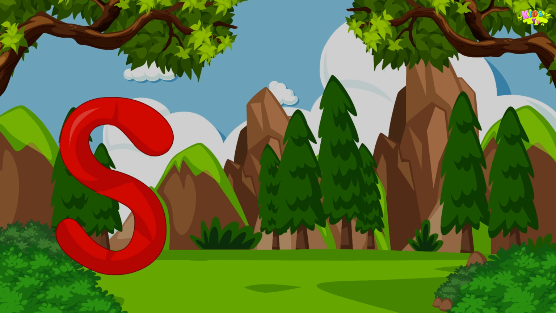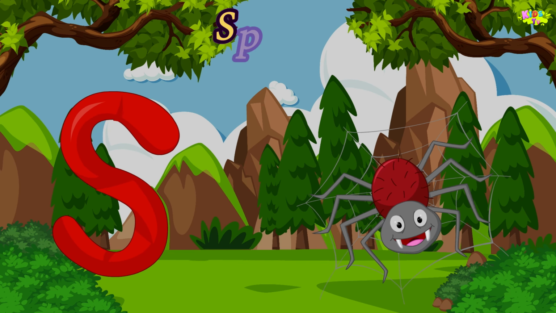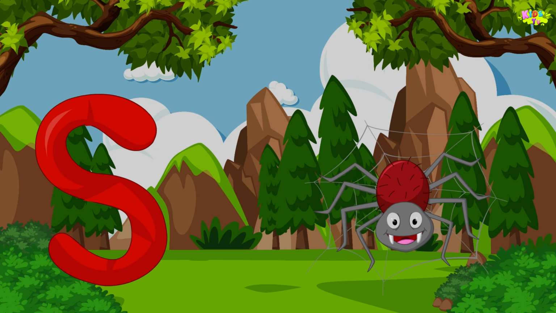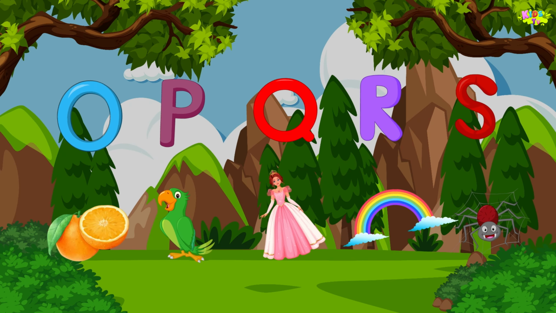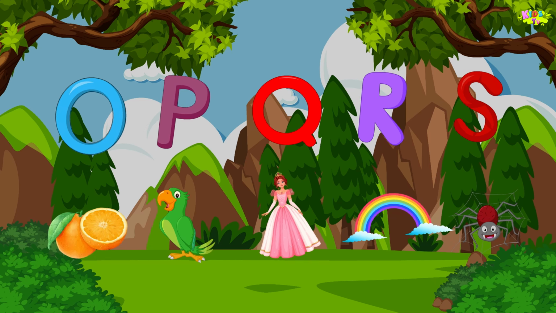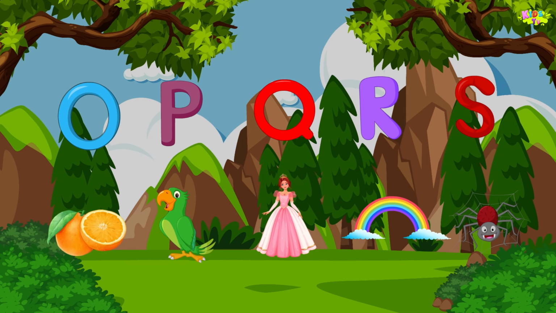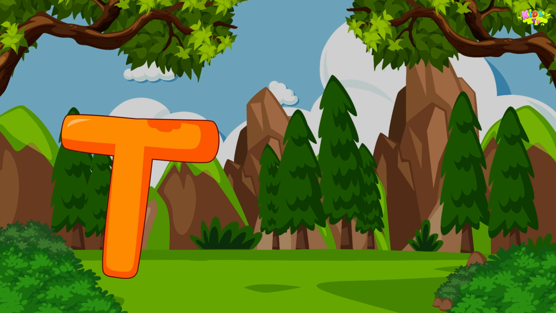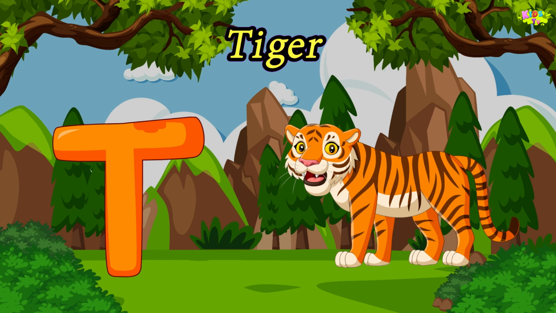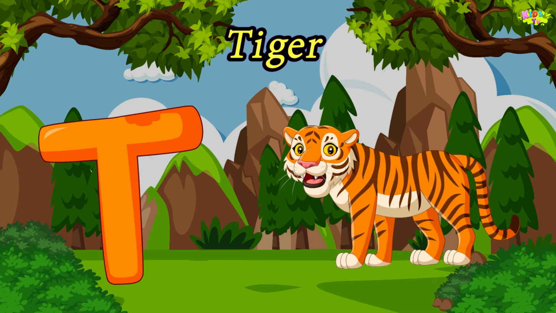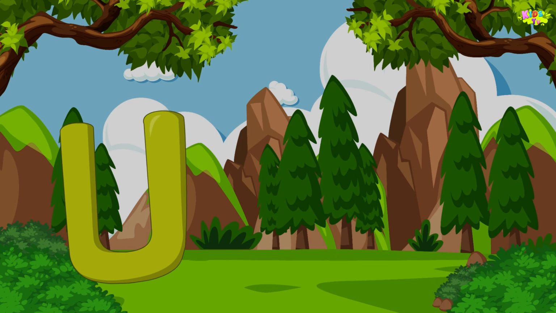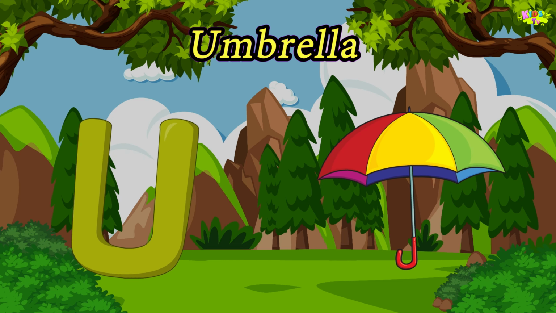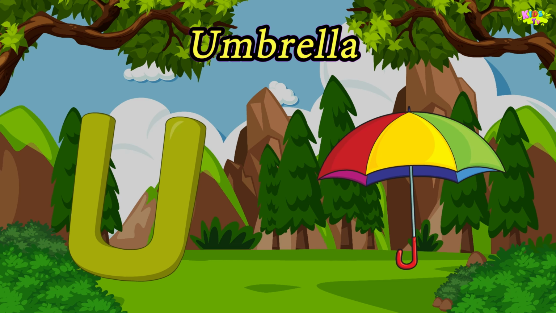S is for spider, s, spider, S, spider. T is for tiger, t, tiger, T, tiger. U is for umbrella, U, U, umbrella, U, umbrella.